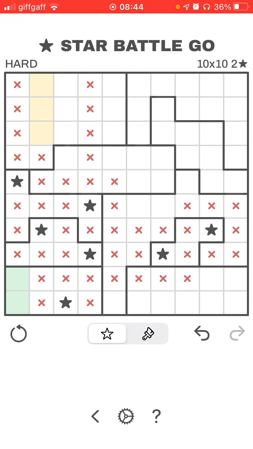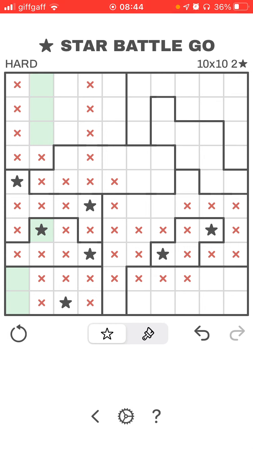In column 2, we have 1 star, we've got 1 star here, and then in this region at the top, we know the star's going to be somewhere in that 3x1, right? We've got 1 star to place in a 3x1, so this is different to the 2 stars in a 3x1. If we had to place 2 stars here, we know it would go on the edges. We saw that last time.